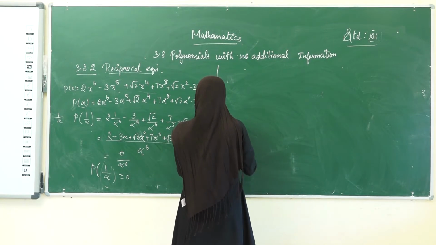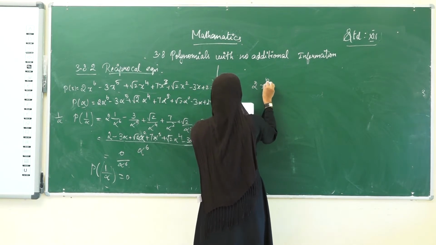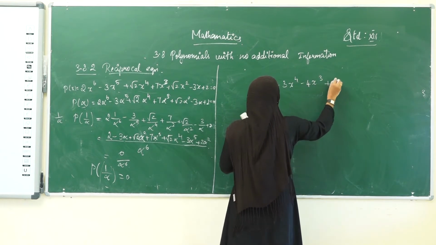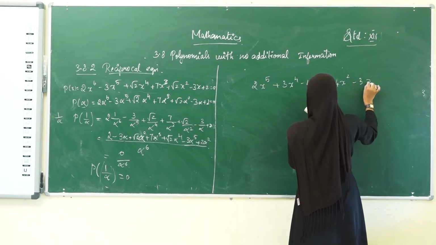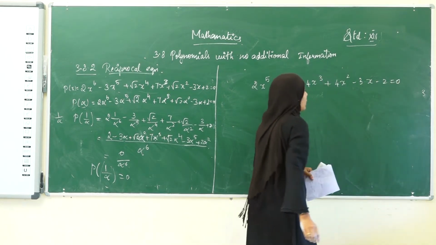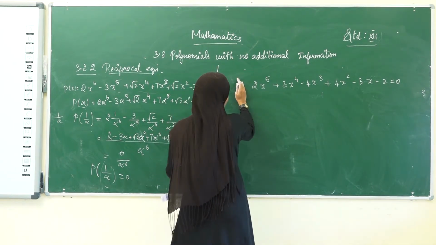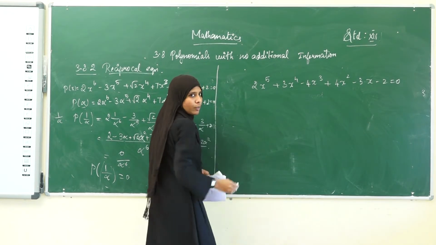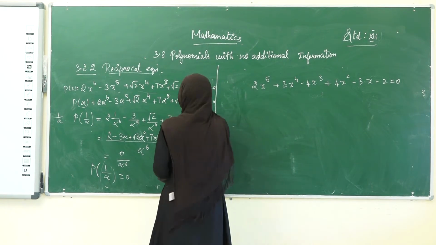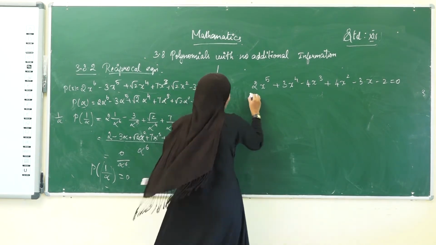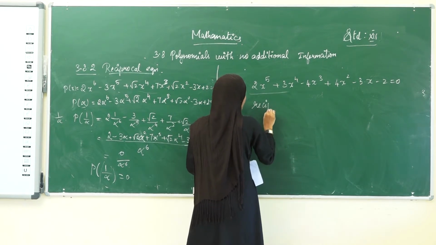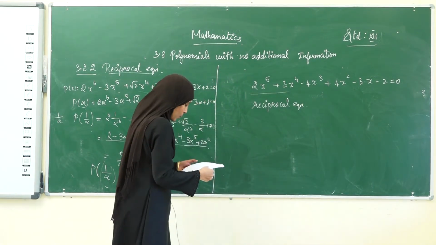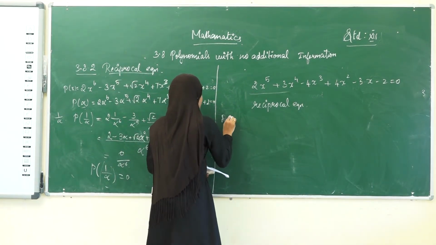See, they have also given another equation: 2x power 5 plus 3x power 4 minus 4x cube plus 4x square minus 3x minus 2 equal to 0. In the same way, we can take it as p of x. And if alpha is a root, we can substitute alpha instead of x. Then again we can find p of 1 by alpha. Then we can prove that this equation also will be a reciprocal equation. Okay, reciprocal equation. For this, they have given an important definition.